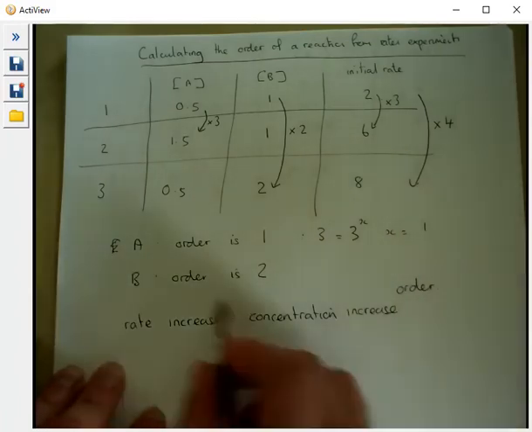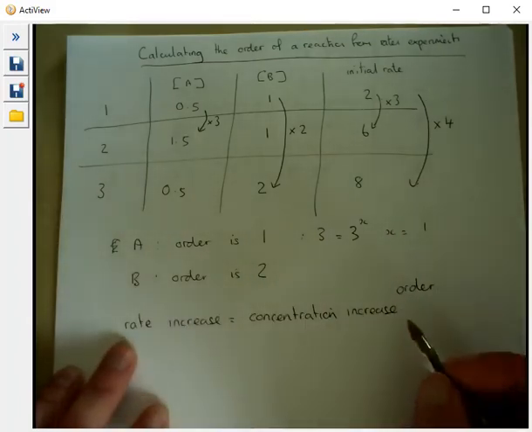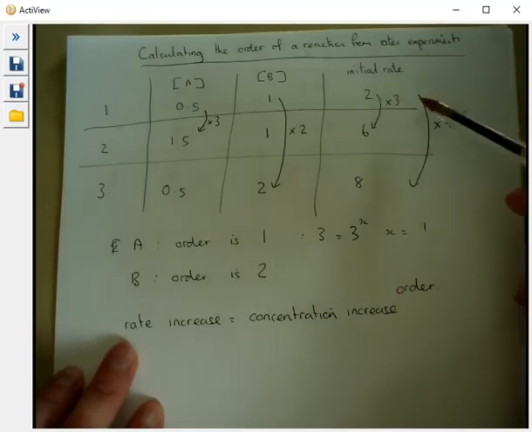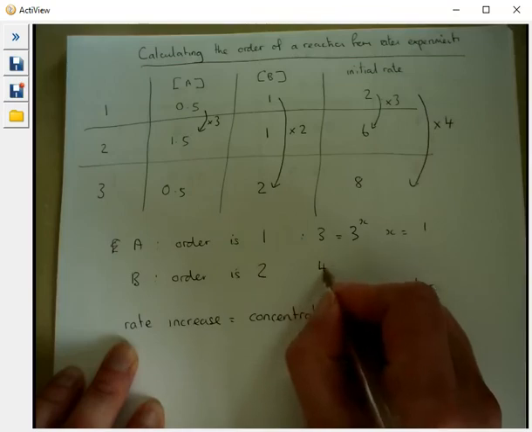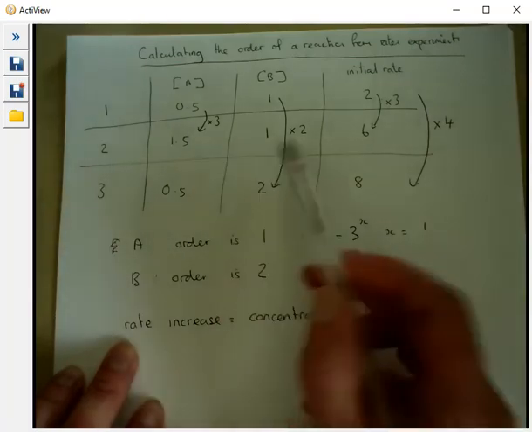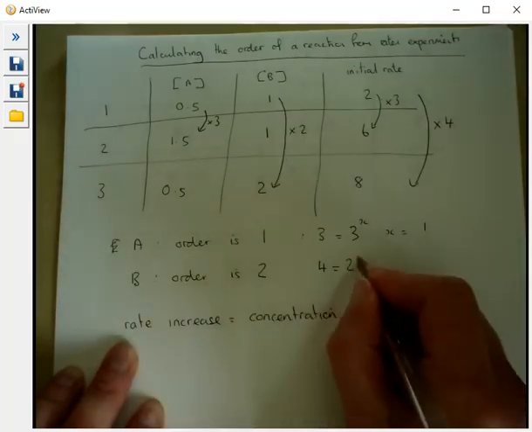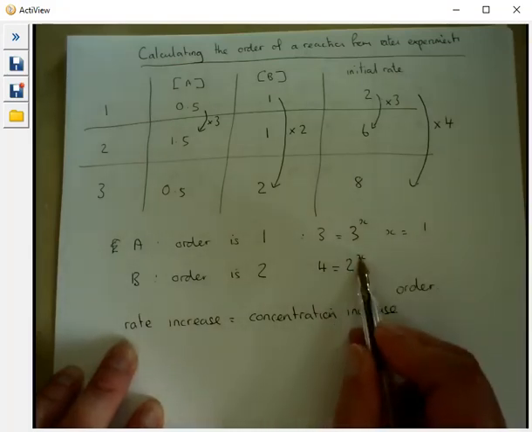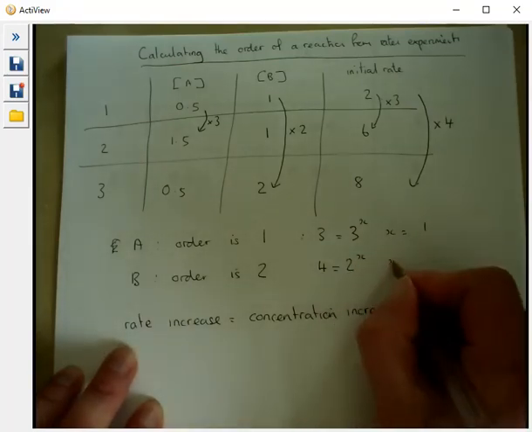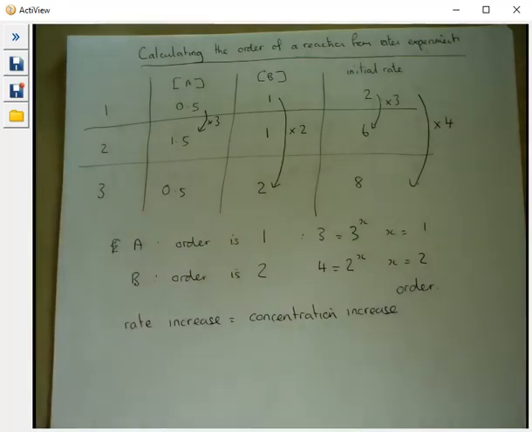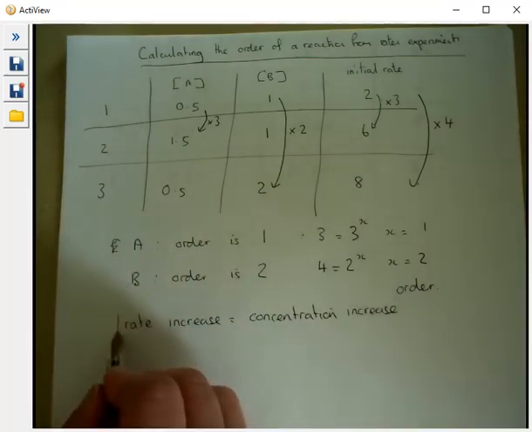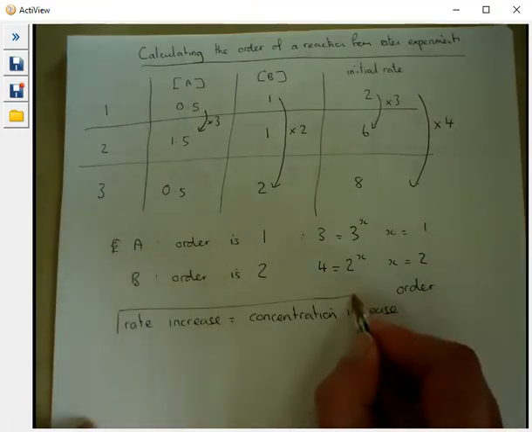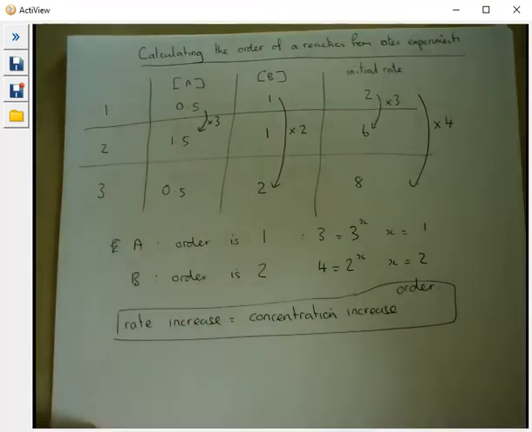We want to look at it a bit more mathematically. For B, when we're comparing experiments 1 and 3, the rate increase is 4. The concentration increase was 2. So 4 is 2 raised to the power of x, so therefore x equals 2. So you can look at it intuitively, or you can use this equation here, where the rate increase is the concentration increase raised to the power of the order.